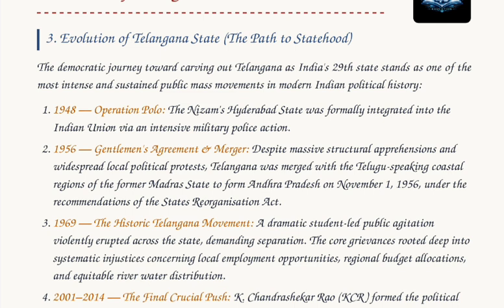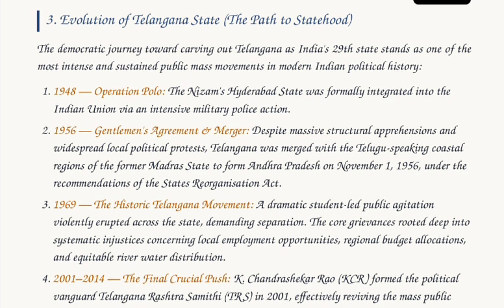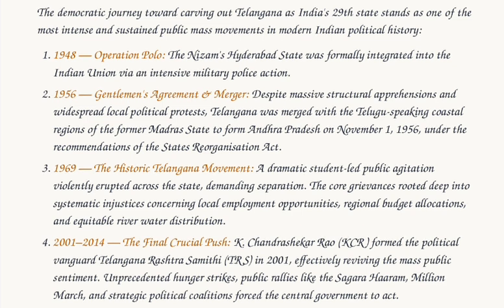The year 2014, the final crucial push. K. Chandrasekhar Rao, KCR, formed the political vanguard Telangana Rashtra Samithi, TRS party, in the year 2001, efficiently reviving the mass public sentiment. Unprecedented hunger strikes, public rallies like the Sagara Haram Million March, and strategic political coalitions forced the central government to act.